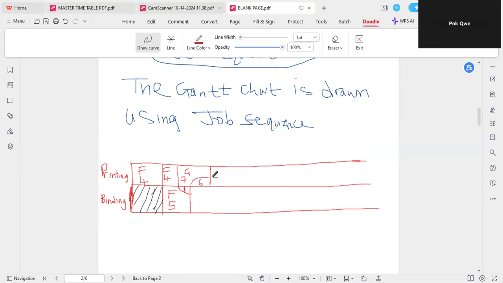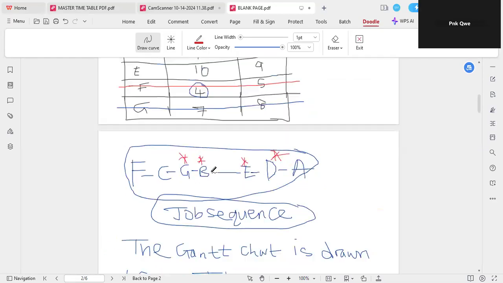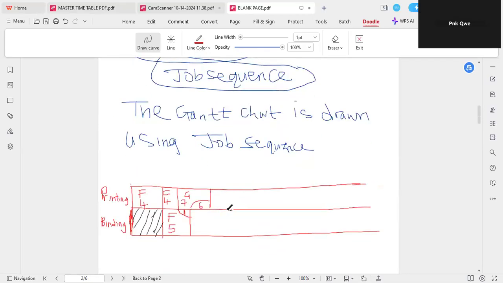So by the time they are finishing printing G, what was going on in binding, they were supposed to start binding C, because F is fully completed. So C should be fully completed. C is taking 10, which is taking 4 hours longer.